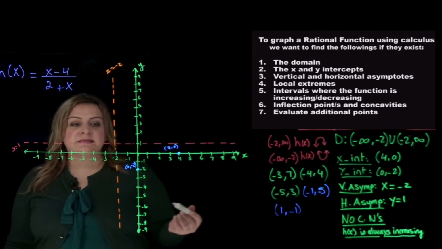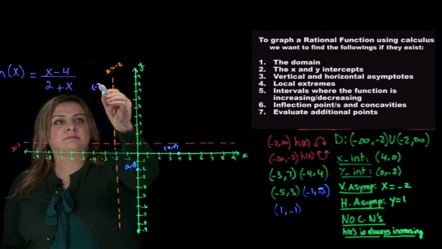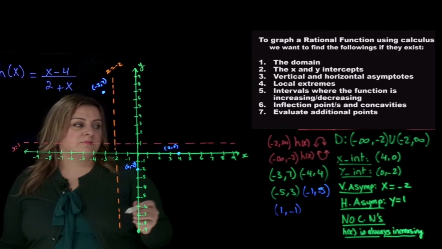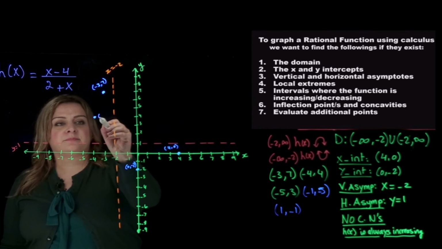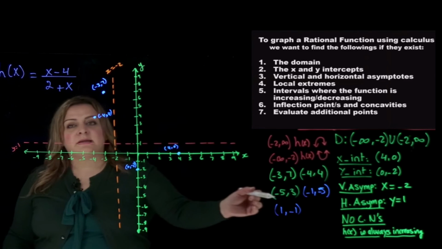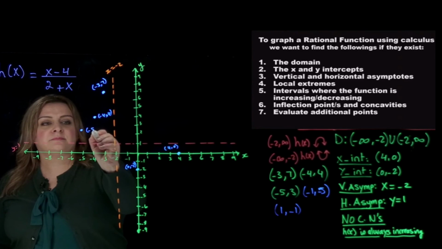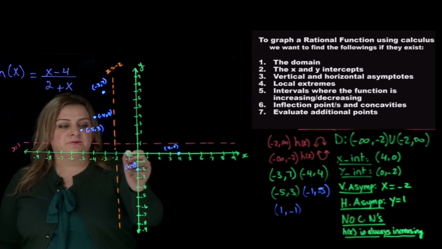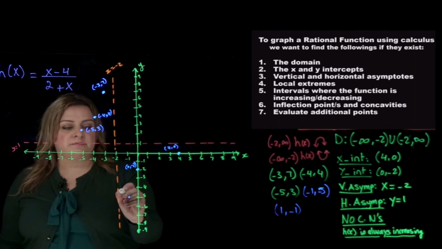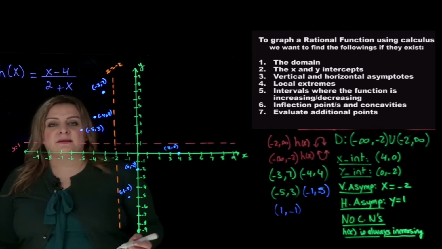The point -3, 7, -3, +7 is right there. -4, 4 is somewhere here. The point -5, 3 right here. The point -1, -5 is right here. And the point 1, -1.